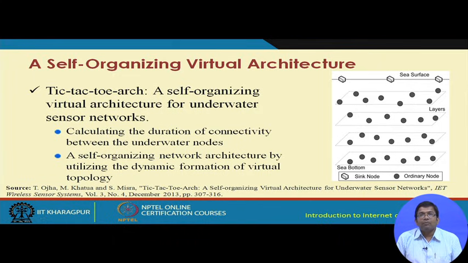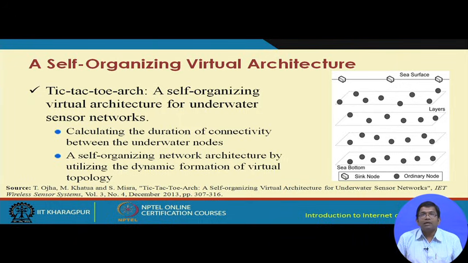The other problem is to maintain the topology, maintain the architecture in underwater sensor networks. For this, there is the tic-tac-toe architecture, a self-organizing virtual architecture, which has been proposed by us in the IET Wireless Sensor Systems journal. I am not going into the details of it because it is not required. I just wanted to give you a flavor of this particular problem, because this is indeed very important and fundamental in the underwater sensor network community.